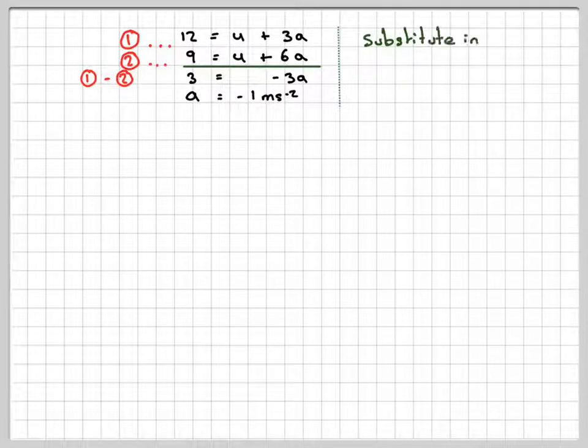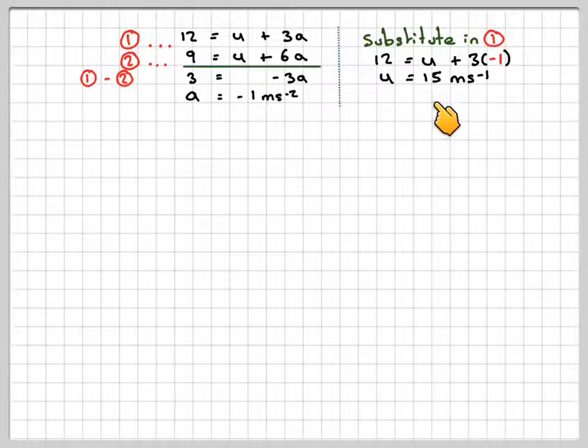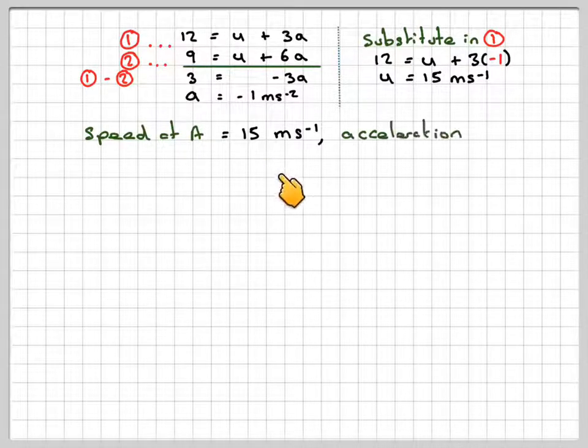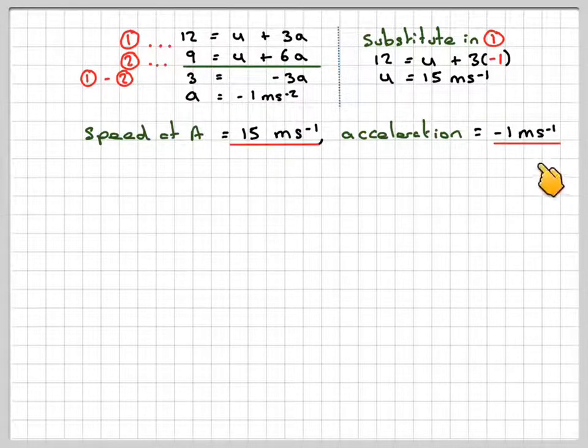Substitute back into either 1 or 2. We're going to do 1. So we're going to get that 12 is equal to u plus 3 times minus 1. So that gives that u will be 15 metres per second. Right, we now have that the speed at A is 15 metres per second and the acceleration was minus 1 metres per second. Just a little slight mistake there. That should be metres per second squared, because it's an acceleration.